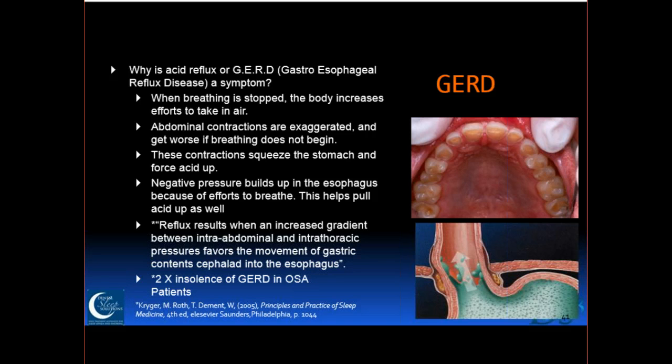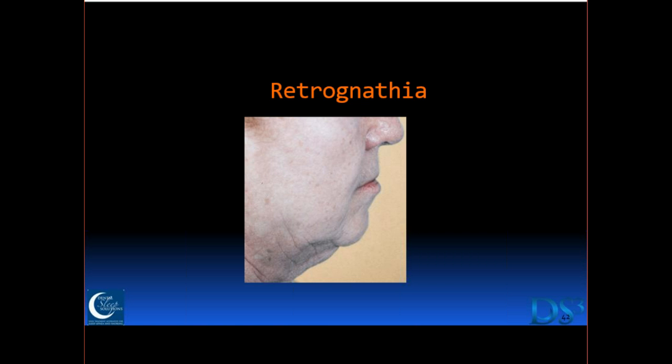We'd love to have you restore all these teeth, but at the same time, we'd certainly like you to get this guy tested and see where he is. Yeah, and if you look at Kryger's book again, there's twice the prevalence of GERD in people who have OSA. So it's yet another risk factor when we get to our red flags coming up.